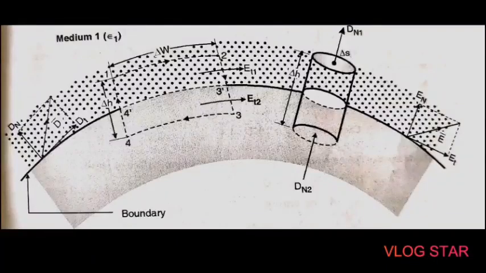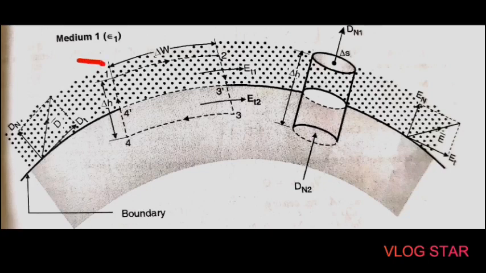Hello everyone. In a previous video lecture, we have studied the boundary condition between conductor and free space. In today's video lecture, we will discuss the boundary condition between perfect dielectrics. For that, consider two dielectric media having permittivities epsilon 1 and epsilon 2.